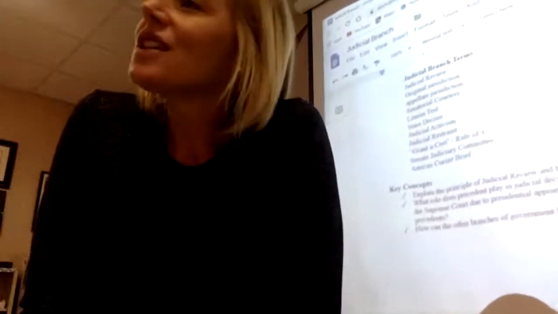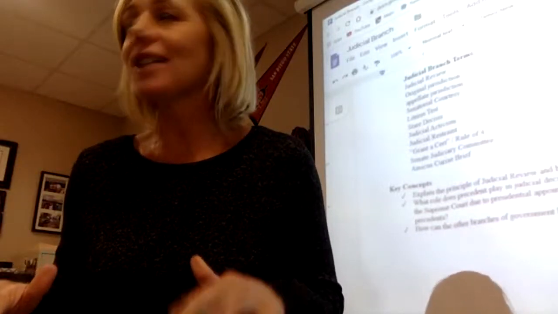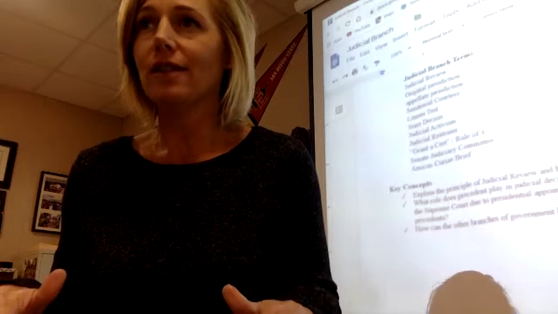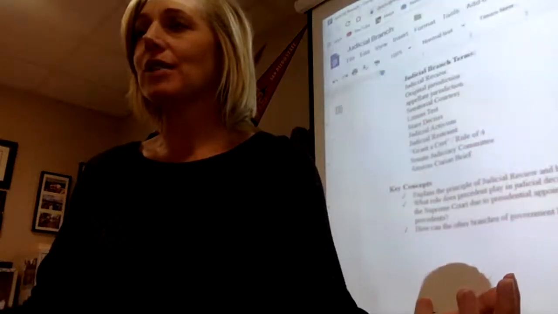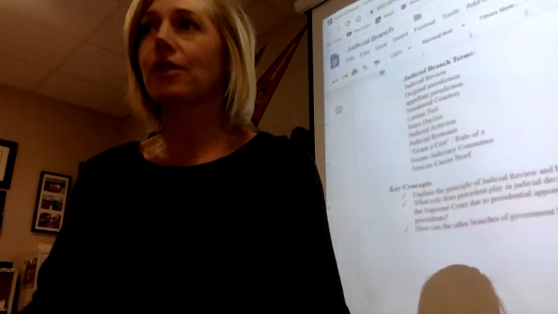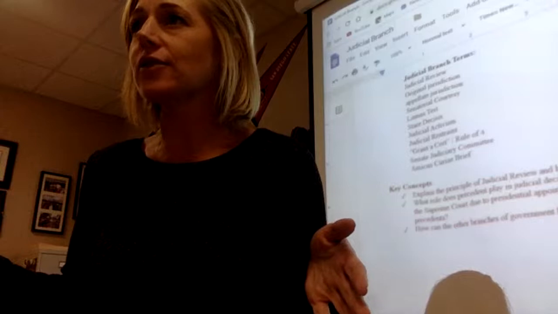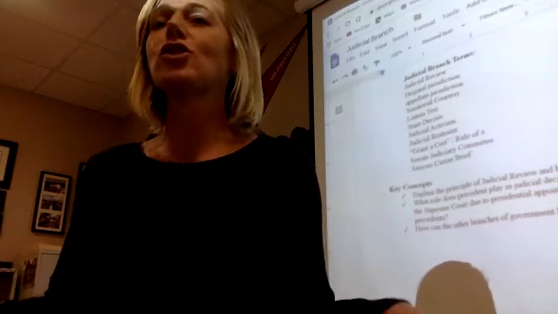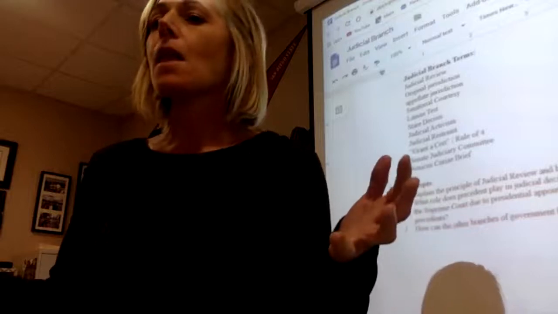Judicial activists like civil liberties, and judicial restraintists don't not like them. It's just that they advocate or fight for different civil liberties. Our civil liberties, guys, are the Bill of Rights, the first 10 amendments to the Constitution, which you're going to learn about for homework tomorrow, so it's kind of backwards. I know. But Bill of Rights.